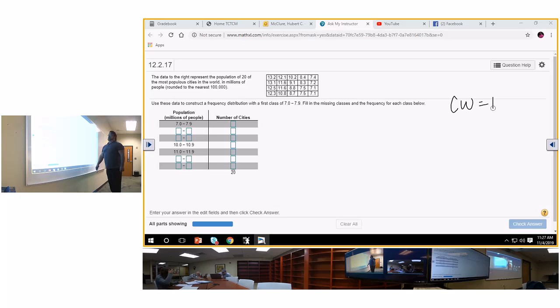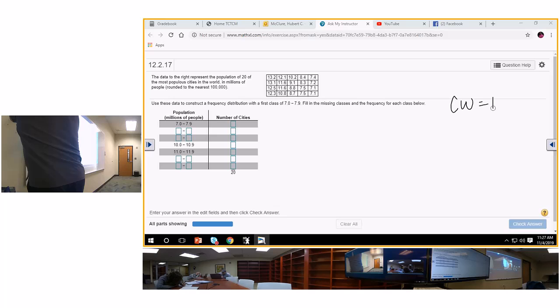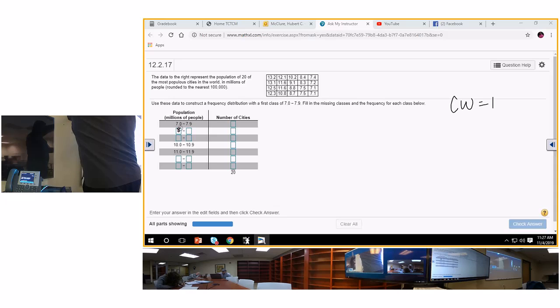So therefore, what's 7 plus 1? What's 8 plus 1? What's 11 plus 1? What's 12 plus 1? 13. What's 7.9 plus 1? 8.9 plus 1? 11.9 plus 1?